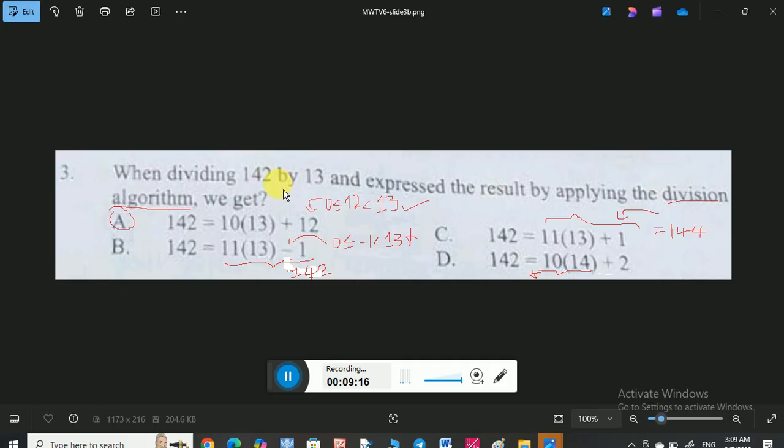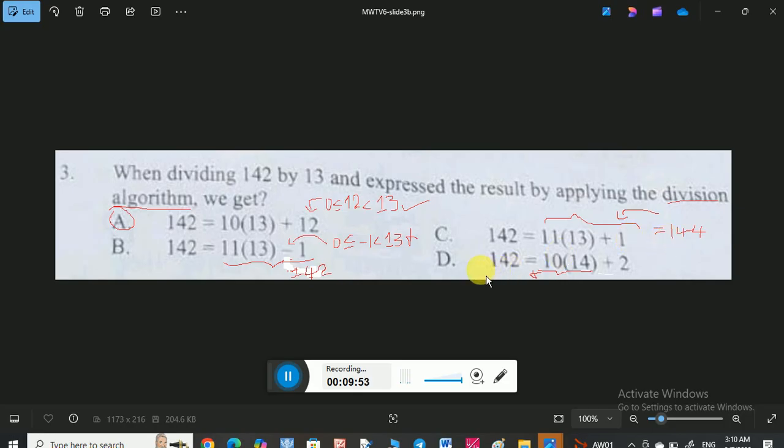If we take choice B, it's not correct, because even if 142 is the same as 11 times 13 minus 1, we cannot take negative 1 as the remainder. The remainder should be between 0 and the divisor. The divisor in this case is 13, and negative 1 is not between 0 and 13. See, 142 is not 11 times 13 plus 1, because 11 times 13 plus 1 is 144. You can check it: 13 times 11 is 143, plus 1, 144.